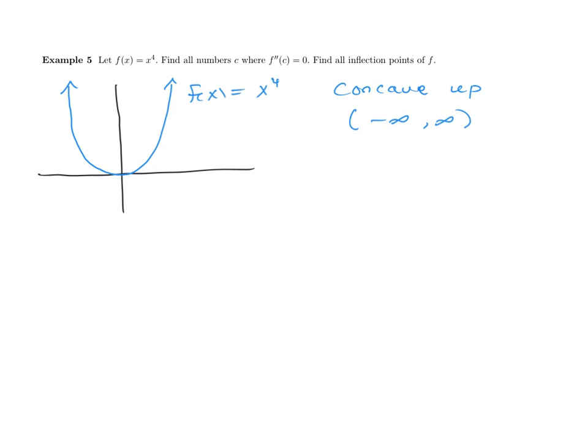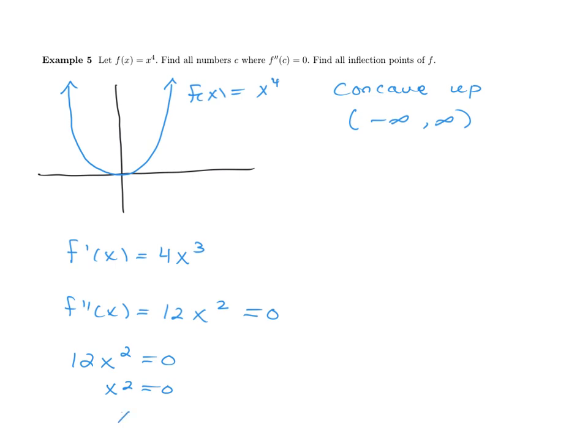But you could still go through the process of, well, maybe I could take the second derivative and see if it ever equals 0. Does that happen? Well, we need the first derivative, which is 4x cubed. And the second derivative is 12x squared. Does this ever equal 0? And the answer is yeah. You can divide both sides by 12. You take the square root of both sides.